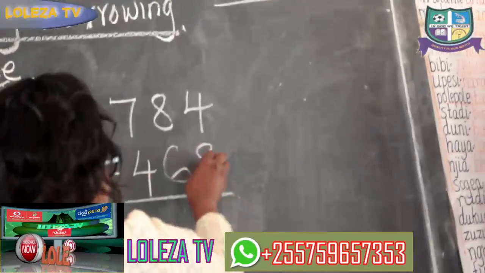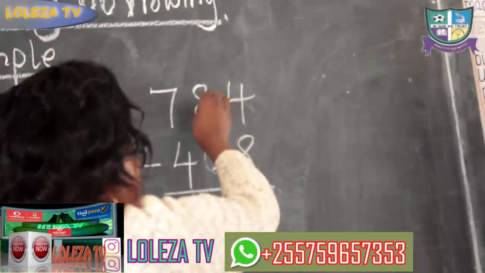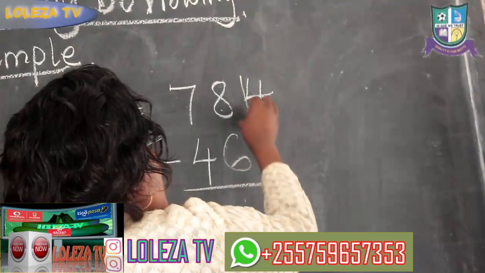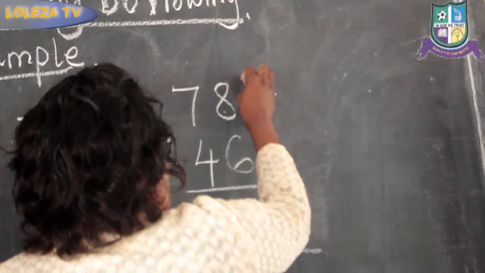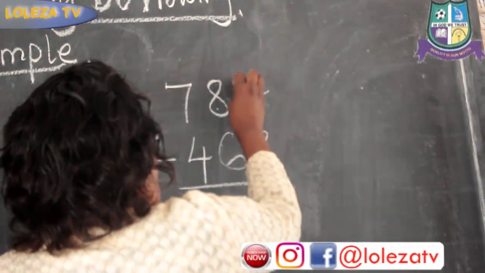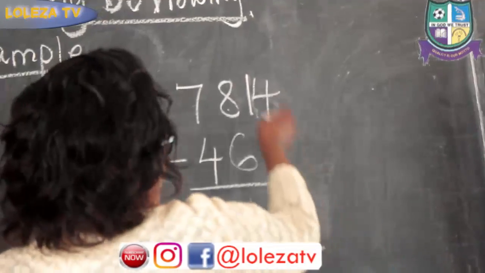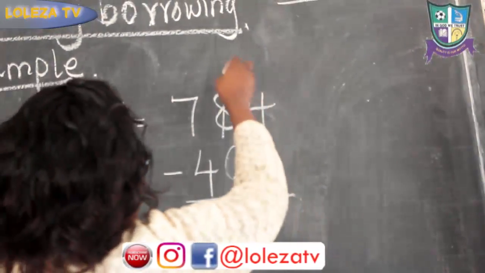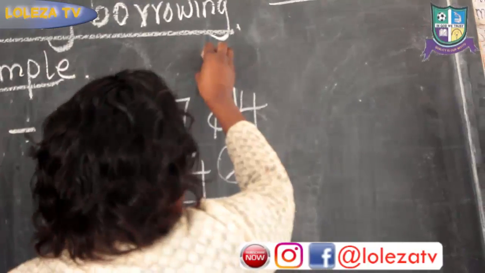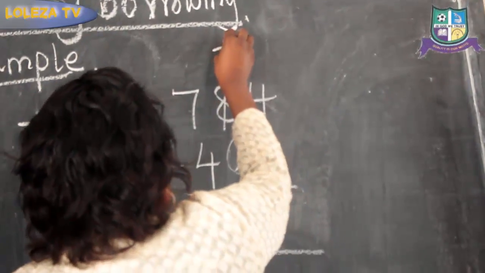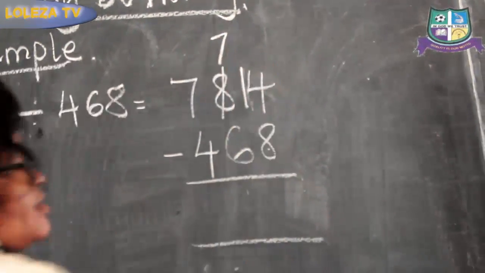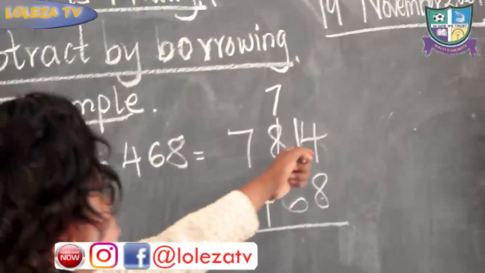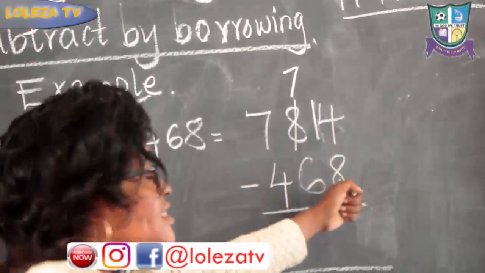4 minus 8, it is impossible. I am going to borrow one number from number 8. So we are going to have a new number here. Number 14. Are we together? Yes. Then, because I have borrowed one from our 8, now we take away one and remain with a new number 7. Are we together? Yes. So we have 14 minus 8.